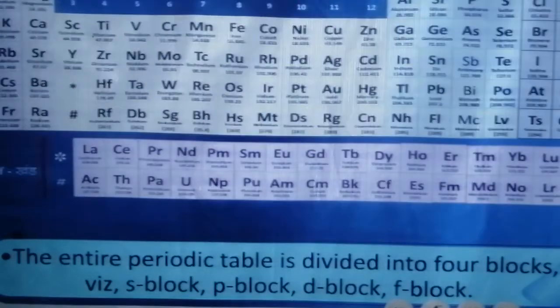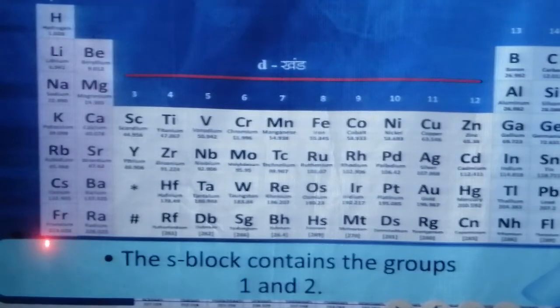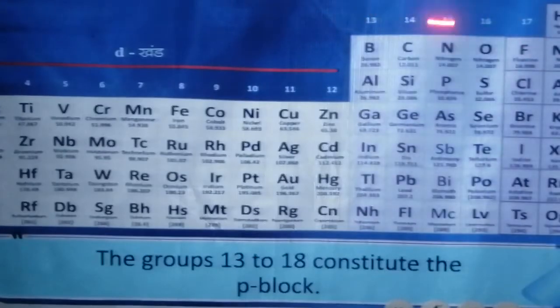Okay, four blocks are present in the modern periodic table. The S block contains the groups 1 and 2, like here, first and second. Okay, then 3 to 12 is the D block, and 13 to 18 is the P block.